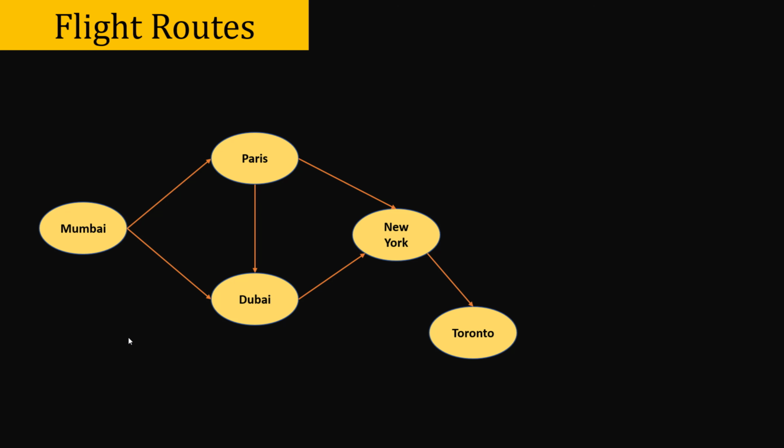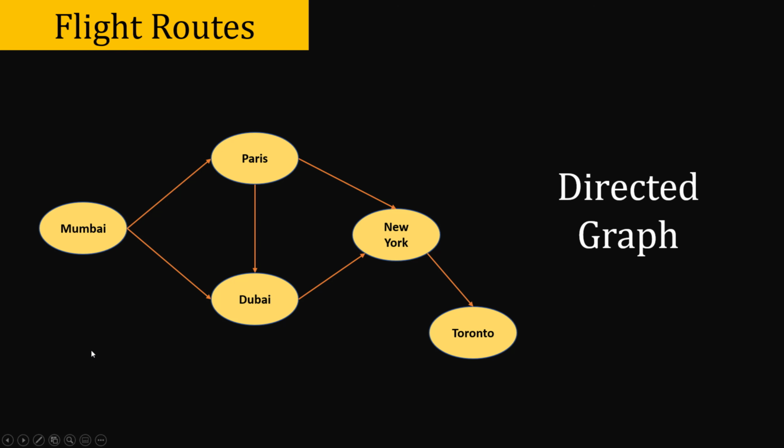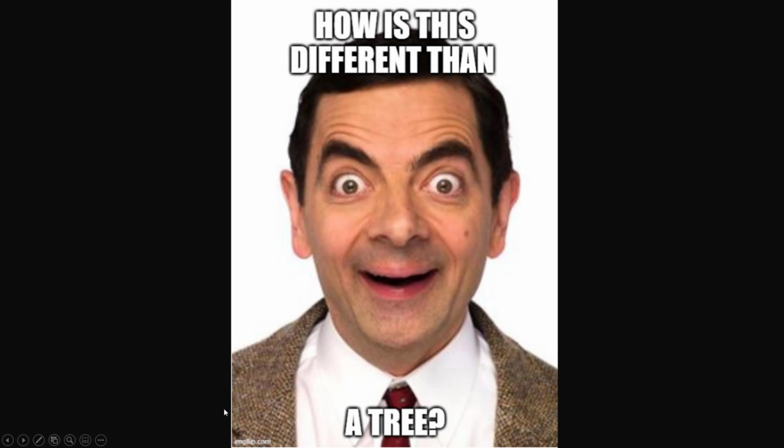Another example of graph is flight routes. So here there are routes between different cities across the world. This is a directed graph because there is a direction. There is a flight from Mumbai to Paris, so there is a direction to it, hence it's called a directed graph. Now thinking about this, you might think, what's the difference between graph and a tree?